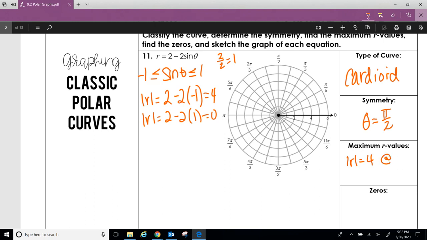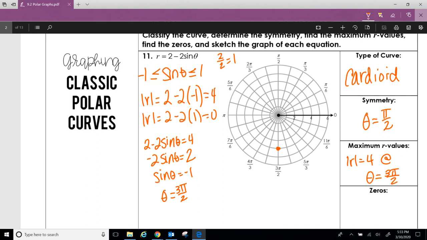And now I want to know, where does that occur? Well, 2 minus 2 sine theta is equal to 4. I'm going to subtract 2. I get -2 sine theta equals 4 minus 2, which is 2. Dividing by -2, I get sine theta is equal to -1. And when is sine theta equal to -1? That's not at pi over 2, Miss Harris. That's at 3 pi over 2. So at 3 pi over 2, we're going to be down here at 4, and that's the farthest away we're going to be from the pole.